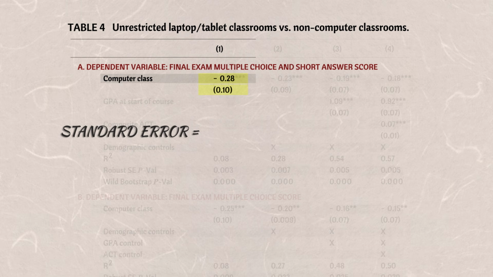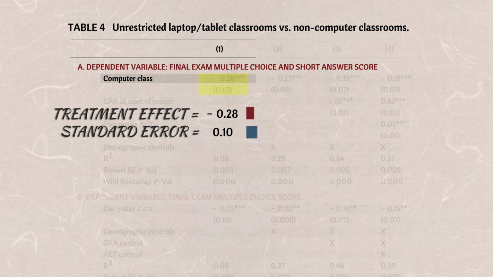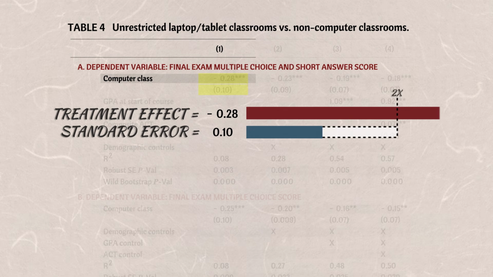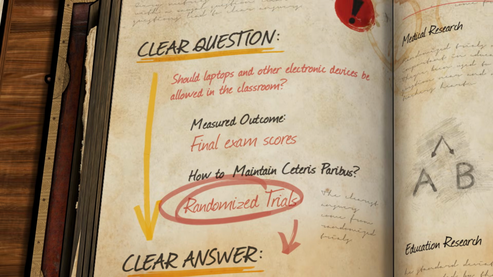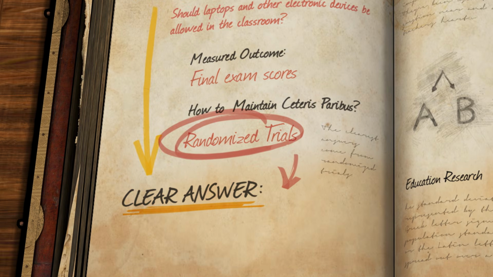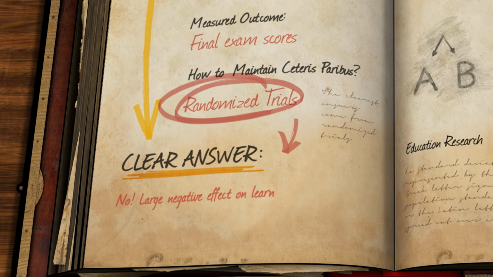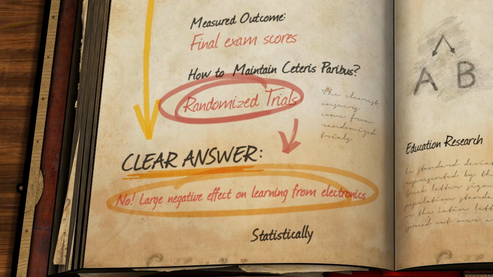Camilla, is the treatment effect in the West Point study statistically significant? The standard error is 0.1, and the treatment effect is 0.28. So 0.28 is more than 2 times larger than 0.1, so yeah. Correct. The lost learning caused by electronics use in Econ 101 is therefore both large and statistically significant. Nice.